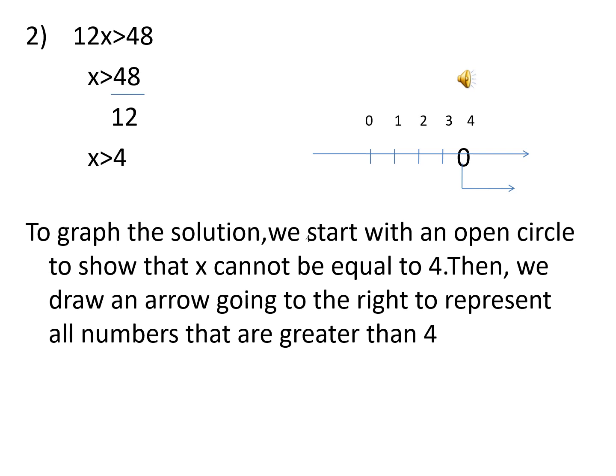The second example, 12x greater than 48. To solve for x, I'm going to divide 48 by 12. 48 divided by 12 is 4. x is greater than 4. To graph the solution, we start with an open circle at 4, then we draw an arrow going to the right to represent all real numbers that are greater than 4.